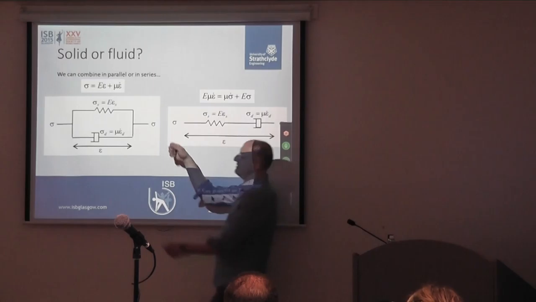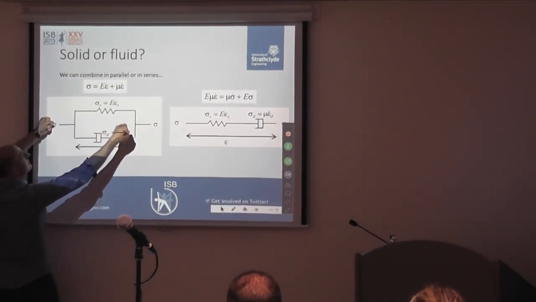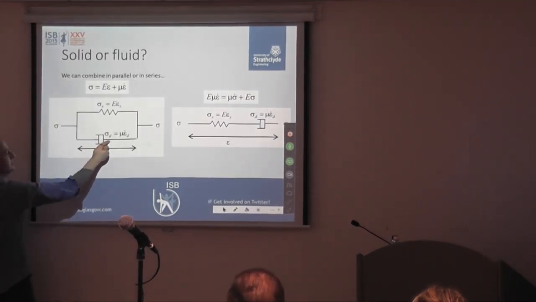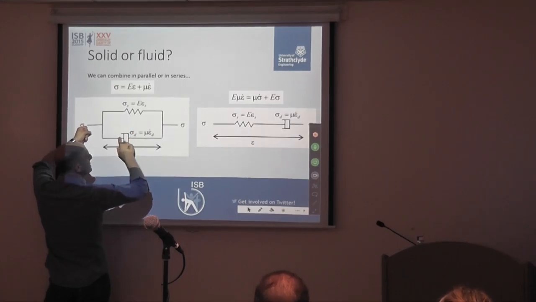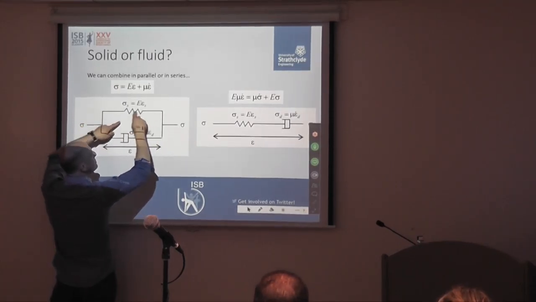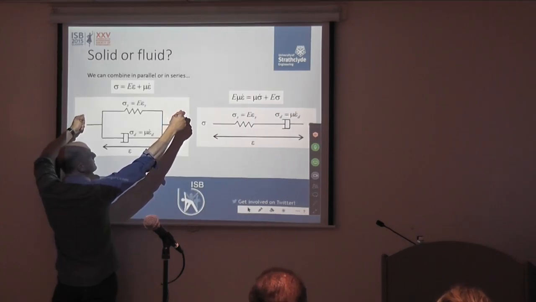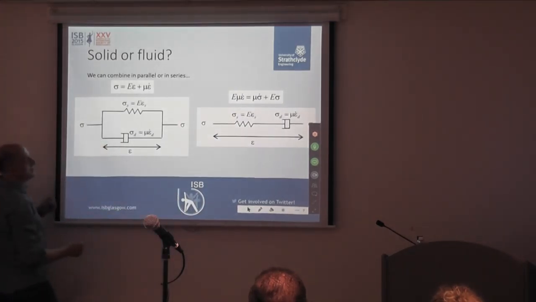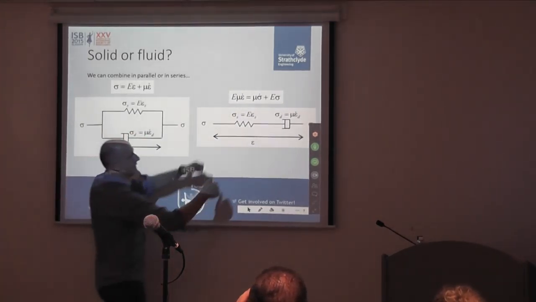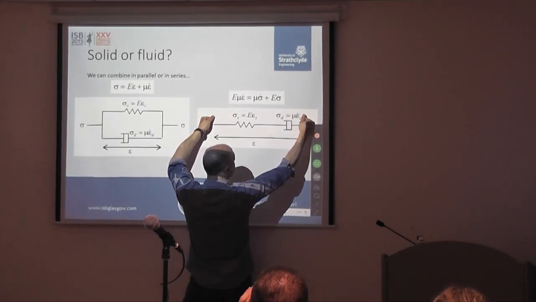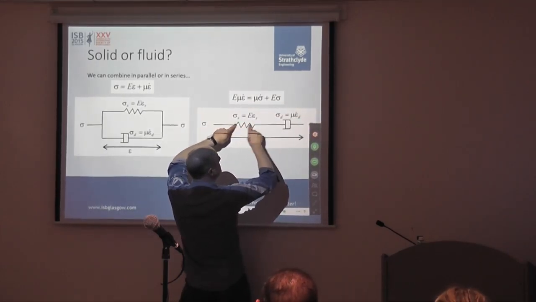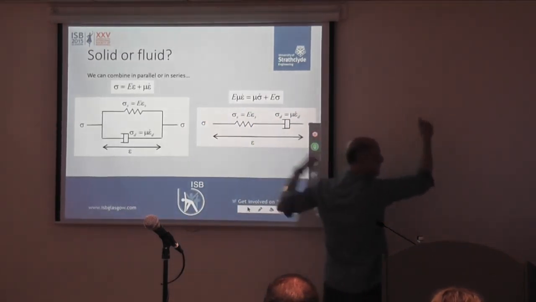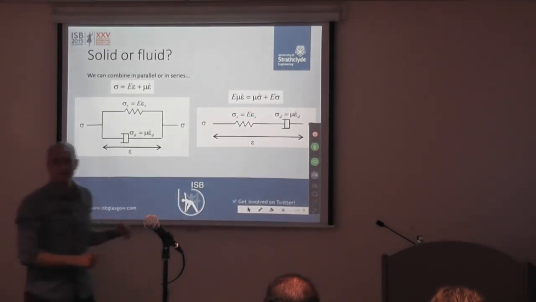Okay, so let's conceptualize. If we put a step stress on this, this can't deform immediately, but it slowly does deform out, and as it deforms, this spring starts to elongate, and this stops it creeping forever. So this is a solid. If you put a step stress on this, and we hold that stress, this immediately deforms, so we get an instantaneous deformation, but then this dashpot just keeps on flowing and flowing and flowing. So this representation is a fluid.